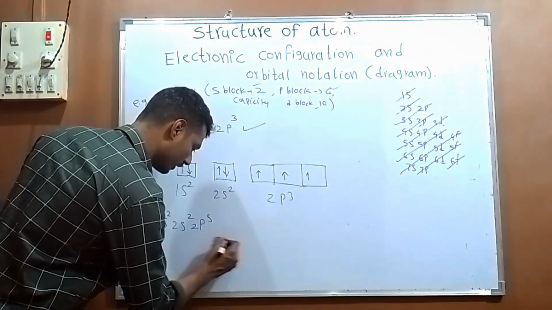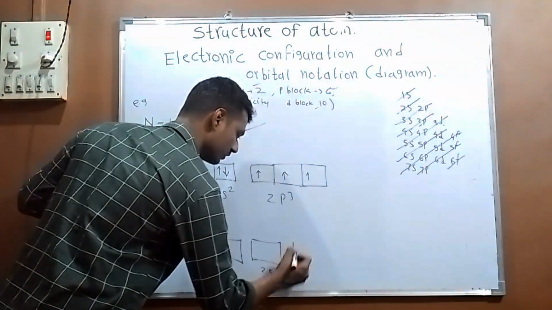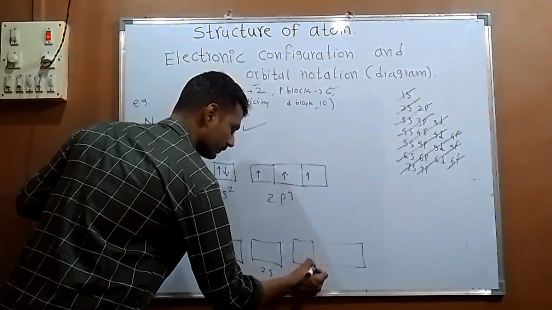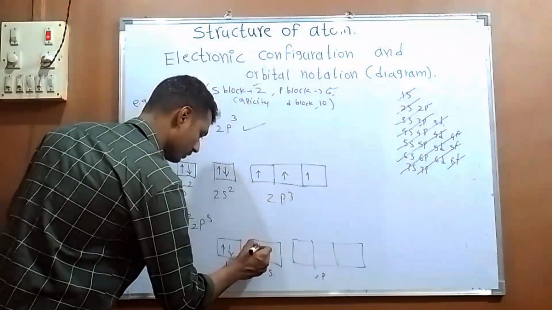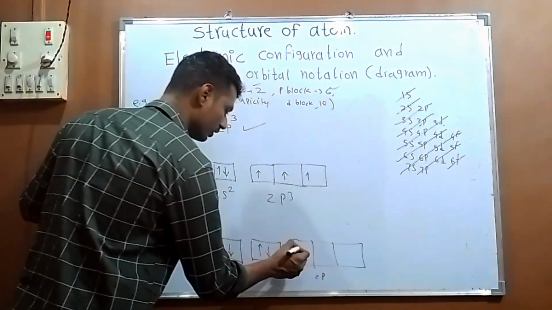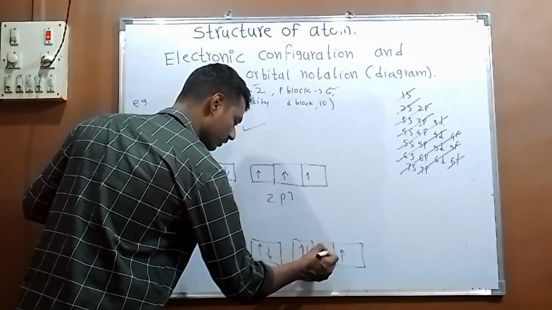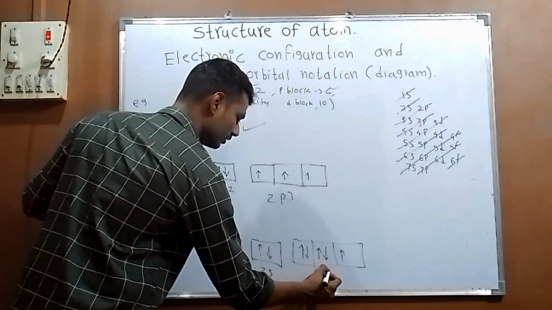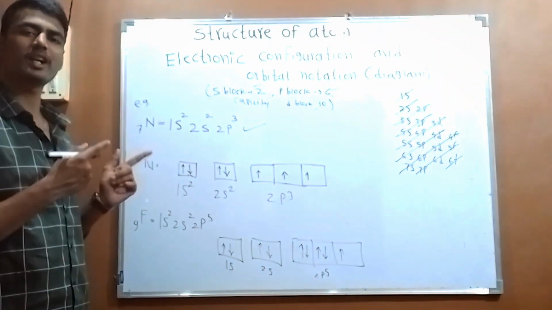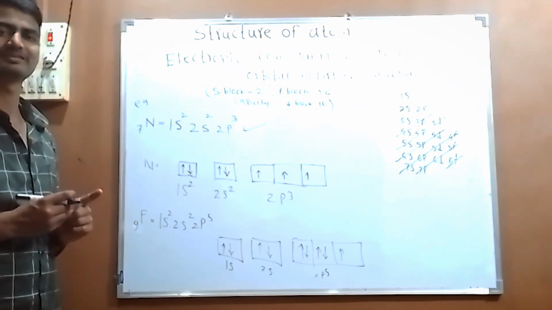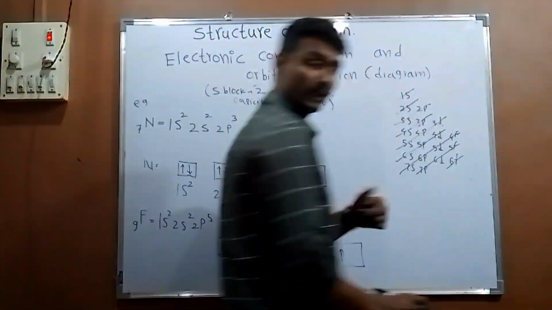Now we will draw the orbital diagram. This is 1s, this is for 2s and this is for 2p. So 1s2, 2s2 and now 2p5, so 1, 2, 3, 4 and 5. This is the correct method to write the electronic configuration and orbital notation. Now take a screenshot. Okay, let's move forward to the next concept, the next example.